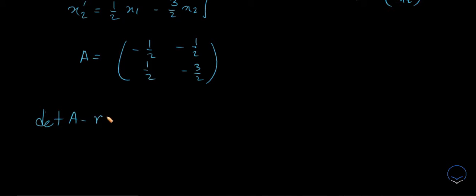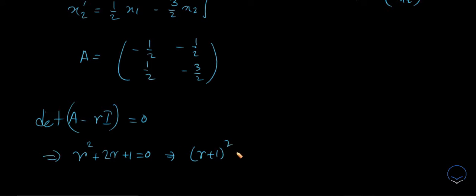we try to proceed as before, and we want to set the determinant of A minus rI, where I is a 2 by 2 identity matrix, to be 0. If you do that and carry out the calculation, you will see that this yields r squared plus 2r plus 1 equals 0. That means (r plus 1) squared equals 0, so r equals minus 1, where this minus 1 has an algebraic multiplicity of 2.